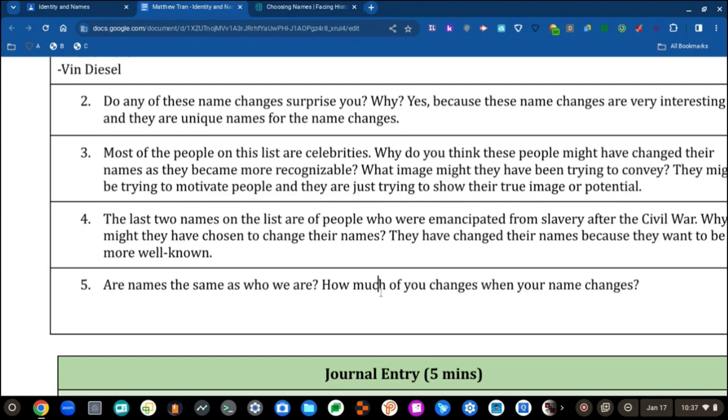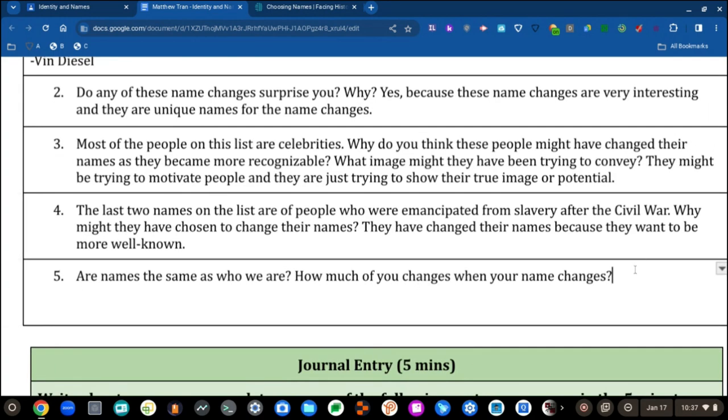The last two names are people who were once enslaved, right? Emancipated. Why do you think they would change their names after they were provided their freedom? I think because their name holds the trauma of what they went through, and they probably just want to start a new life and forget about that. Fantastic. If I was owned by a person and had that person's last name, and then I became free, I would want to start over. I also certainly wouldn't want to pass that name onto my kids, right? So, love it. Fantastic.